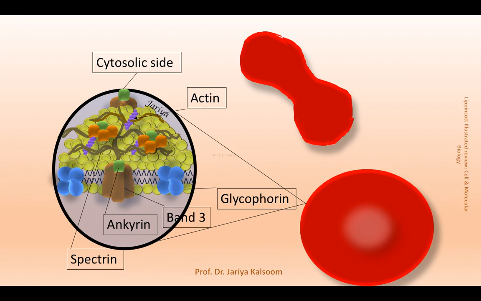Ankyrins are a family of adapter proteins. These are peripheral proteins that mediate the attachment of integral membrane proteins to the spectrin-actin based membrane cytoskeleton. Spectrin and actin are peripheral membrane proteins, and ankyrins have binding sites for spectrin. The inner or cytosolic side of the red blood cell membrane is shown here. The actin binding protein spectrin network is shown in brown color and actin filaments in purple.